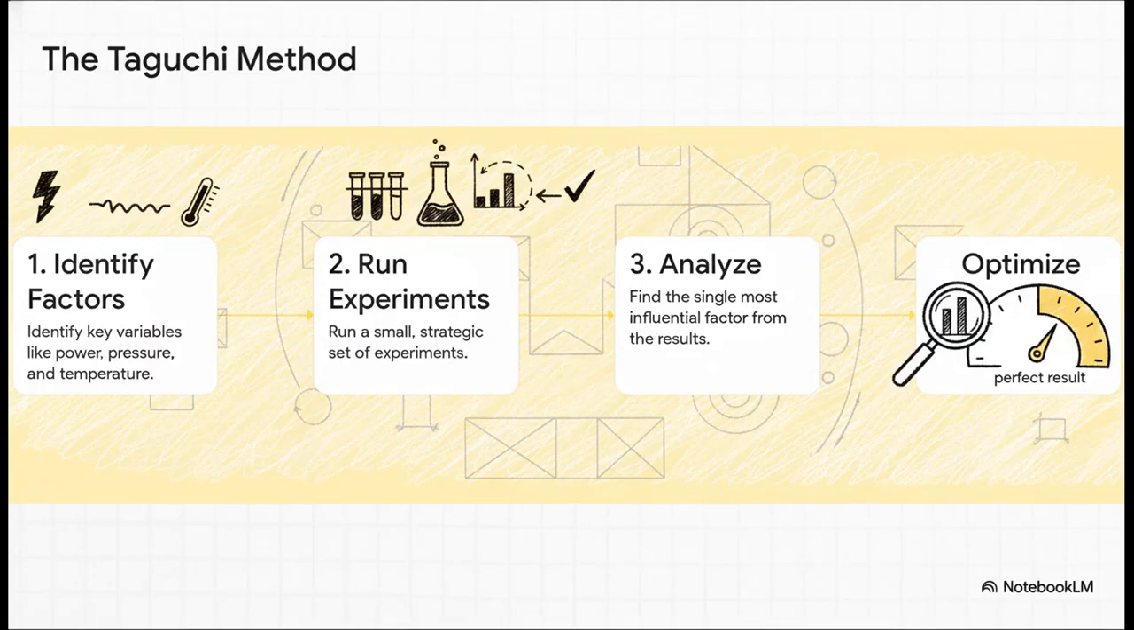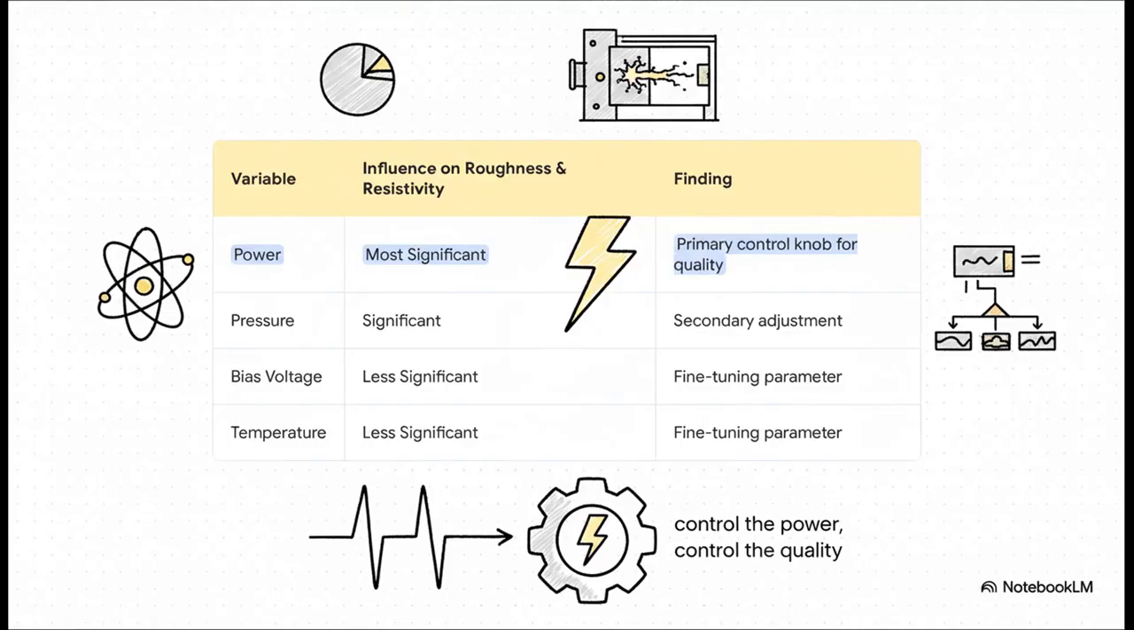A really popular way to do this is with the Taguchi method. It gives you a clear workflow. First, you figure out your key ingredients, your power, pressure, temperature. Then, you run a small, super strategic set of experiments. The analysis then points you to the single most influential factor, so you know exactly which knob to turn to get the perfect result.